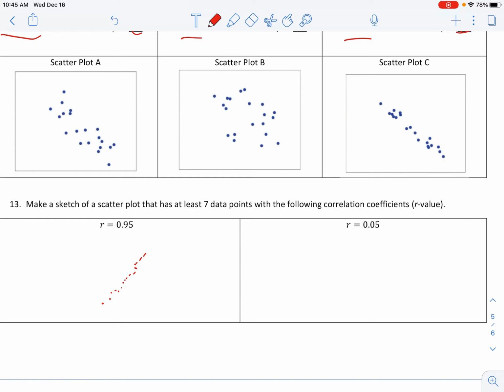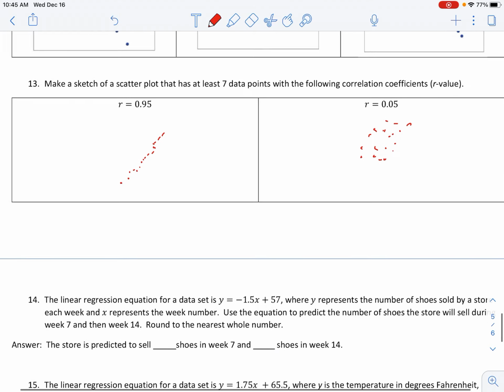Now 0.05, it's positive, but because it's so close to 0, it's going to be hard to see even if it is a positive trend. So I would have a whole bunch of points all scattered about. Maybe you're saying that you can kind of see a positive trend there, but because it's so close to 0, that would be hard to tell. But that would be something like that we would see for that, okay?